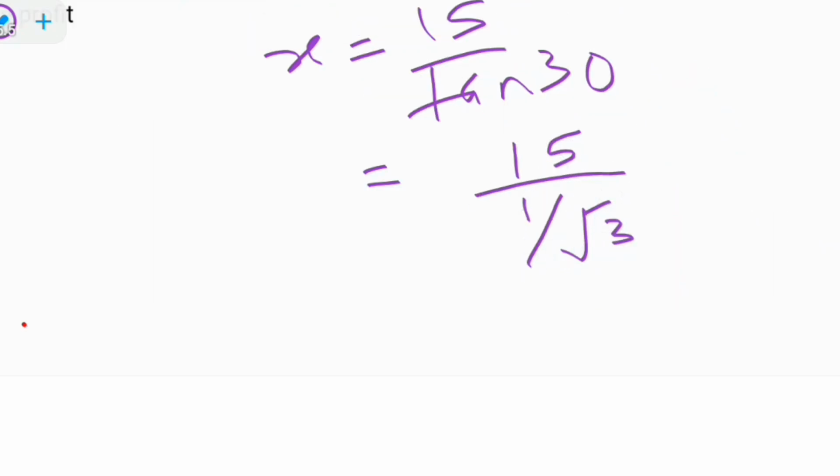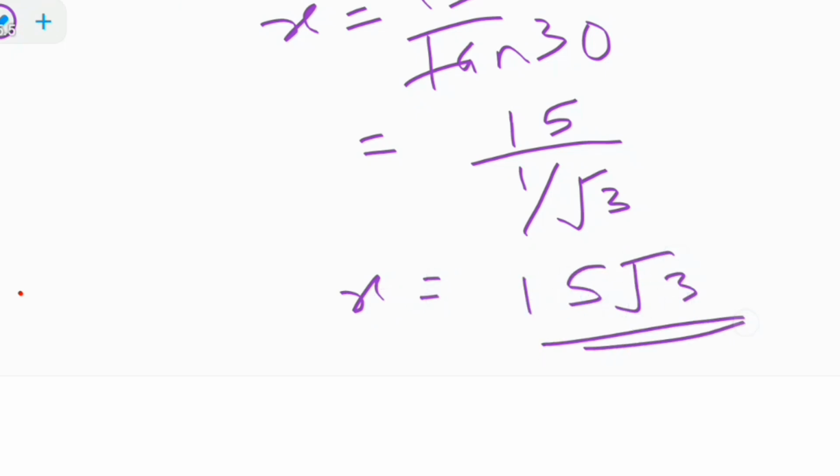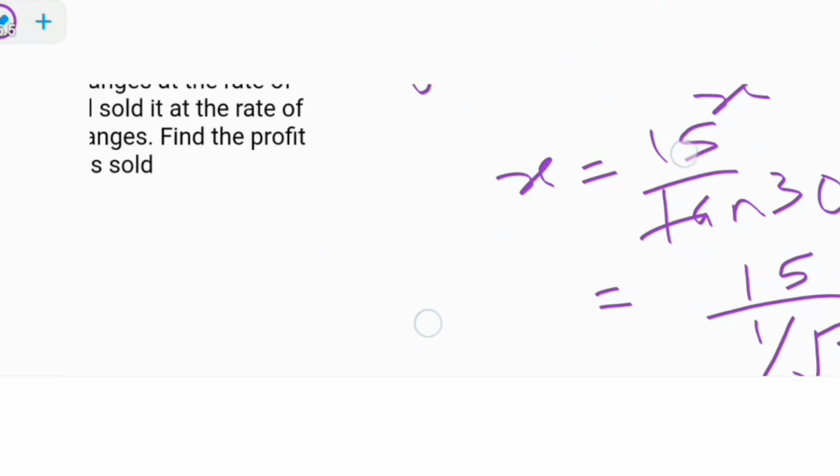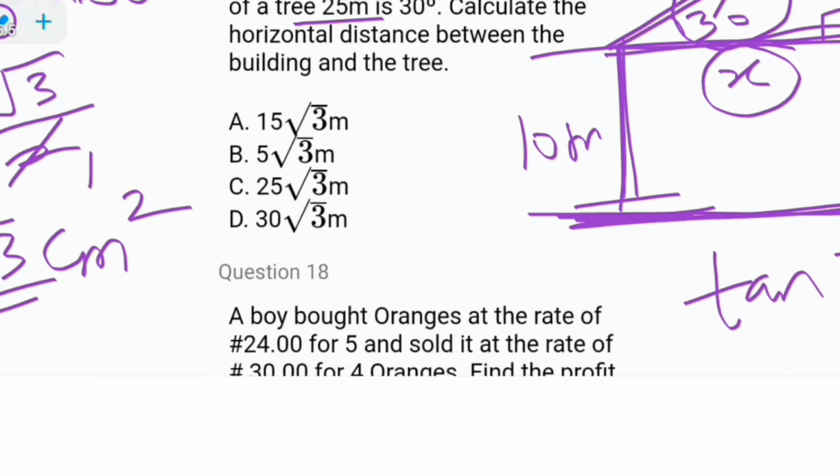So you need to memorize tan 30, sine 60, sine 45. You need to memorize those values when you're doing mathematics. So if you simplify this further, you just get 15 root 3. Okay, 15 root 3. So that will be the answer, the horizontal distance. So from here you can see 15 root 3.